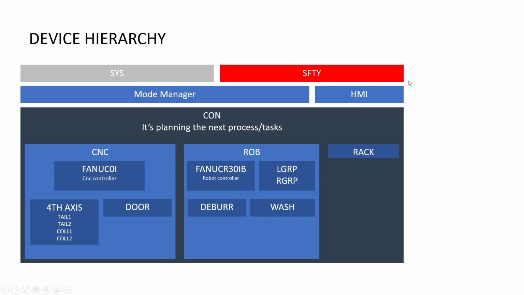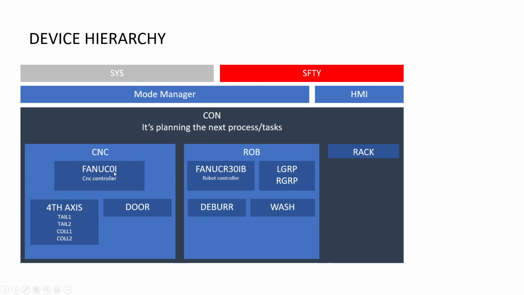So the action starts at the HMI with the user, and then the mode manager issues down the conductor, and then the conductor issues down to its children. In this case, the conductor has 3 children: the CNC, the robot, and the rack. So then the CNC gets the start command. It issues down to its children, and it has 3.